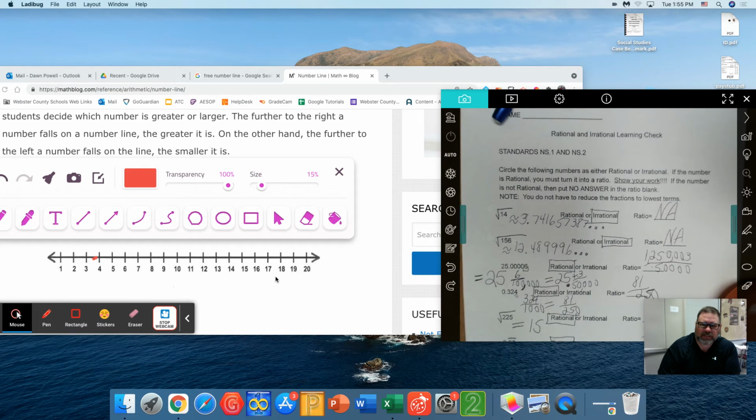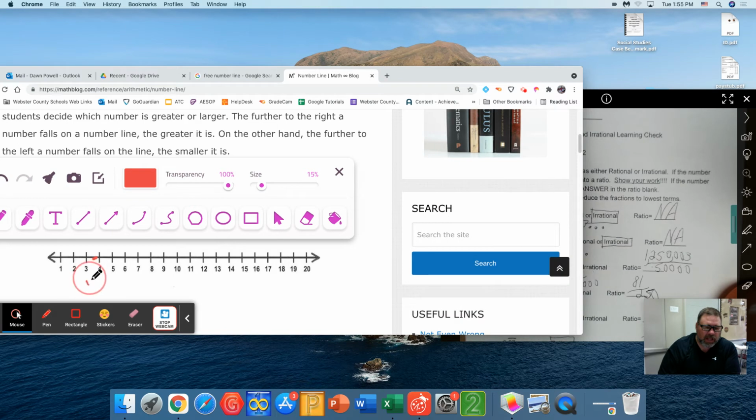And so this is square root of 14. And so we talked about this. You can put this above or below the line. I'm going to put it down here below the line. And so that's the square root of 14.